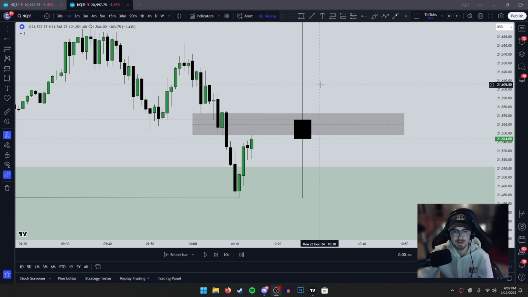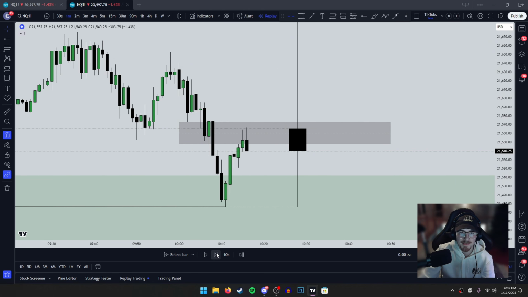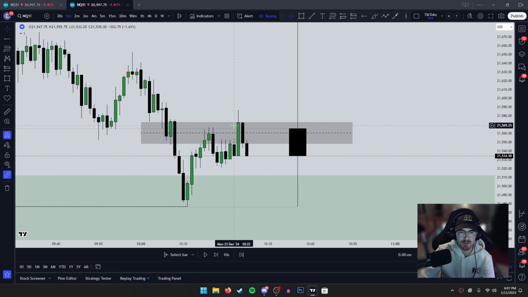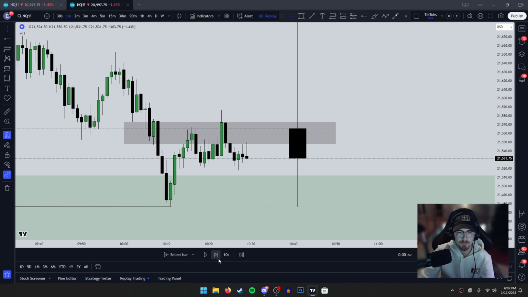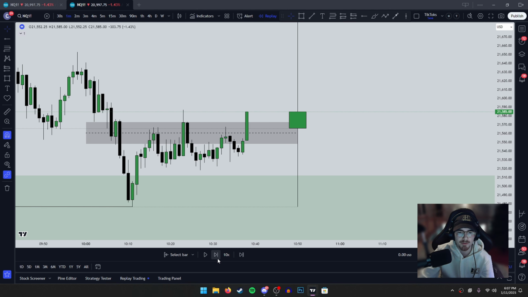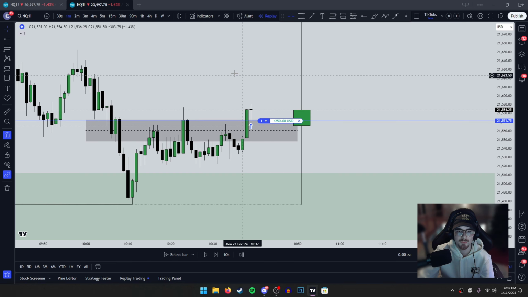So we go back to NQ and we draw that from this low to this low right here. So down here on the 1-minute chart, let's see a candle close above that. You can see we do get a close above consequent encroachment. However, I want to see a close above the fair value gap as a whole. So we get that right here. So that's your entry long.